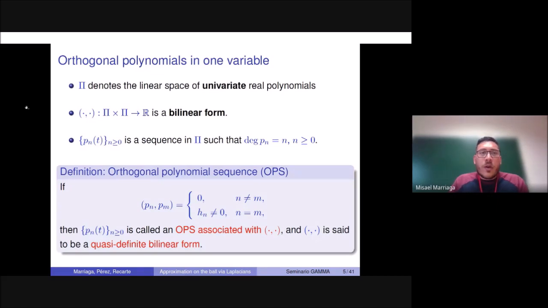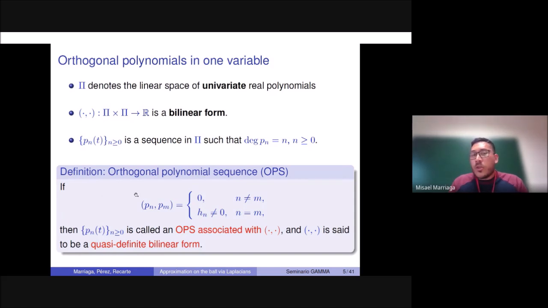So first of all, I'm going to denote with pi the linear space of univariate polynomials. And here I'm going to have a bilinear form defined on polynomials. And in this work, I'm going to consider those polynomial sequences such that the nth element of the sequence is a polynomial of degree n. Okay, so this is the basis of the polynomials.